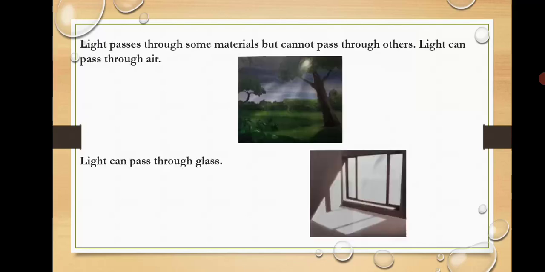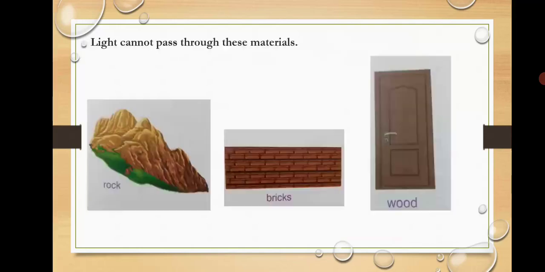Light passes through some materials but cannot pass through others. Light can pass through air. Look at the picture. The light can pass through the air but cannot pass through the tree. Light can pass through glass. In the other picture, you can see very clearly that light can pass through the glass.